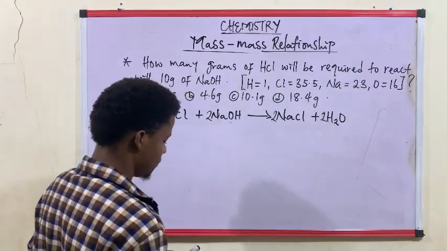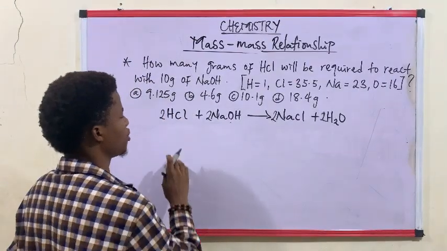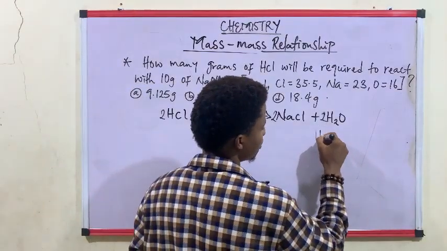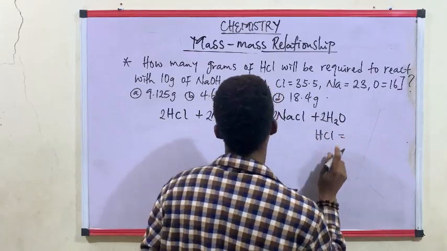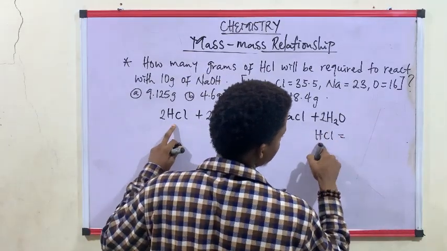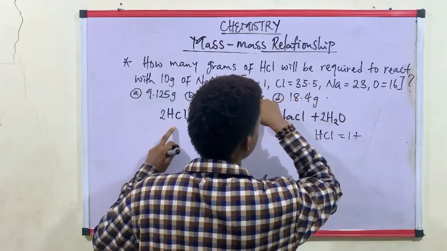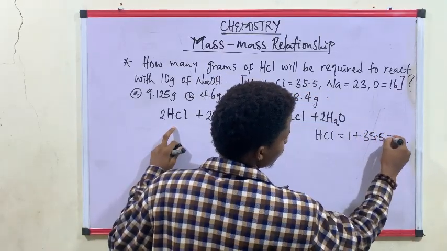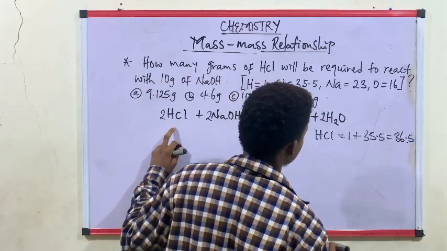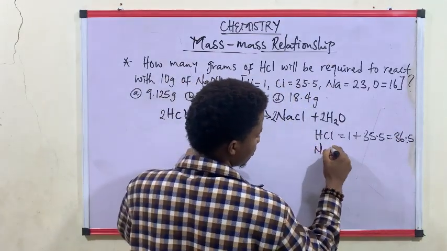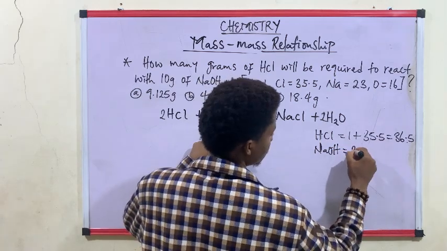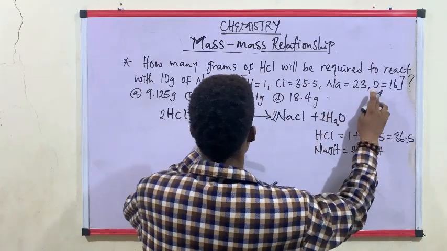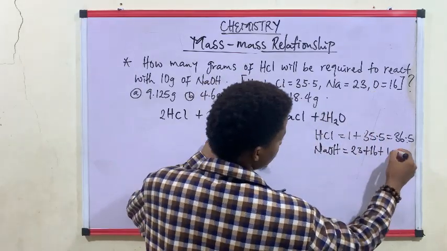Now, in trying to solve, we need to know the molecular mass of HCl and that of sodium hydroxide. When we do the calculation for HCl, hydrogen is 1, H is 1, plus Cl 35.5. When you do that, we have 36.5. Then that of NaOH, we have 23 plus 16 for the oxygen, plus H 1, that's equal to 40.